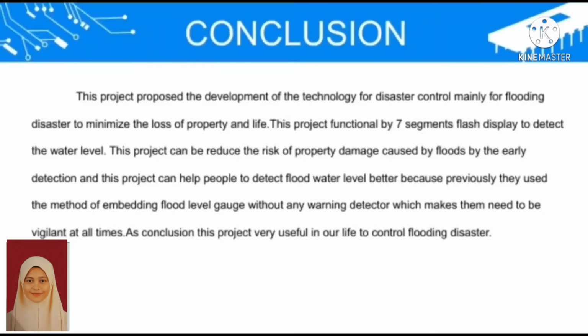And this project can help people to detect flood water level better than before, because previously they used the method of embedding a flood water level gauge without any warning detection, which made them need to be vigilant at all times. So as the conclusion, this project is very useful in our life to control flooding disaster, and we can monitor the water level properly, so we can avoid any loss of property and life.